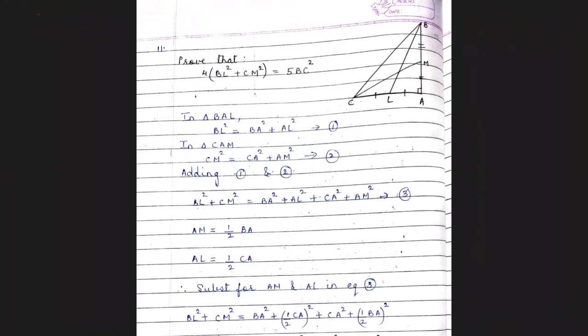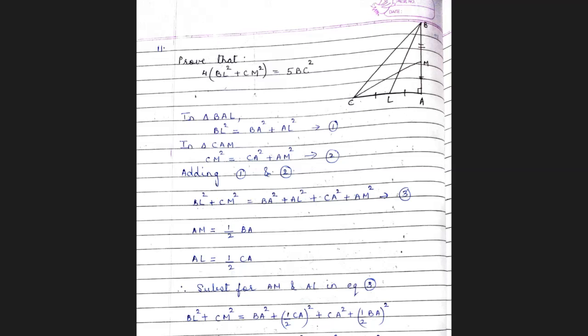Now using Pythagoras theorem, BL square is BA square plus AL square, equation number 1. In triangle CAM, CM square is CA square plus AM square, equation number 2. Add both equations 1 and 2, you get BL square plus CM square equal to BA square plus AL square plus CA square plus AM square, equation number 3.